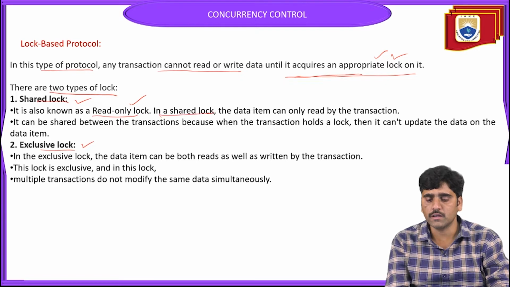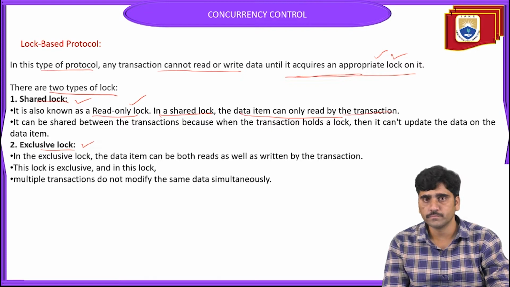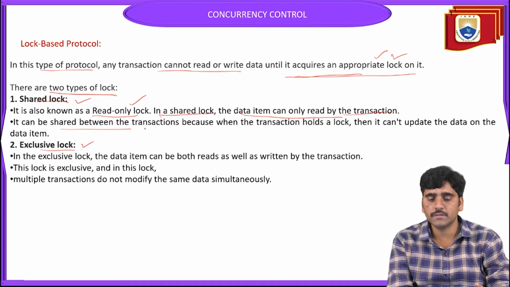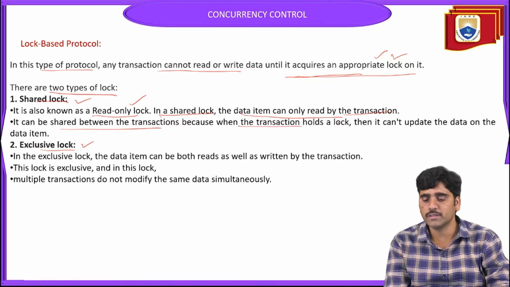So in a shared lock, the data item can only be read by the transaction. It can be shared between the transactions because when the transaction holds a lock, then it can't update the data item. So if you want to perform an update operation while the transaction holds a lock, at that time it is not possible. But after releasing the lock from the transaction itself, you can perform an update operation. That is only for readable purpose. So this is called a shared lock or read-only lock.